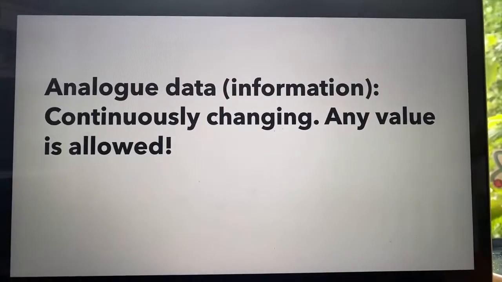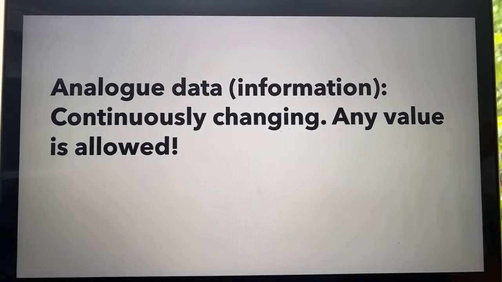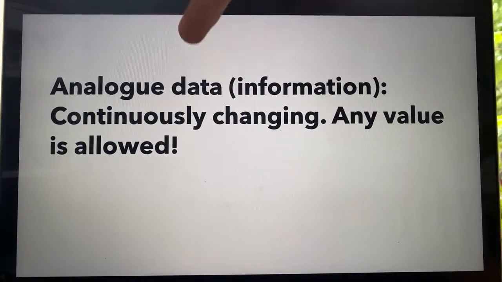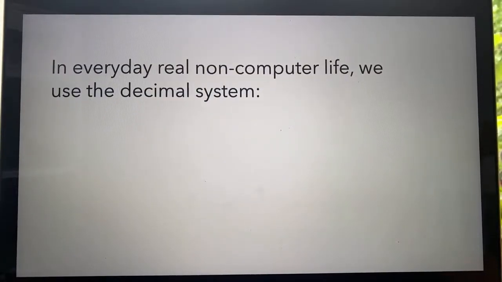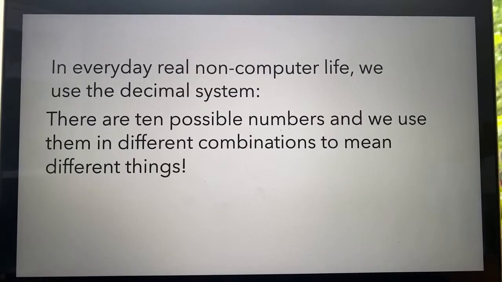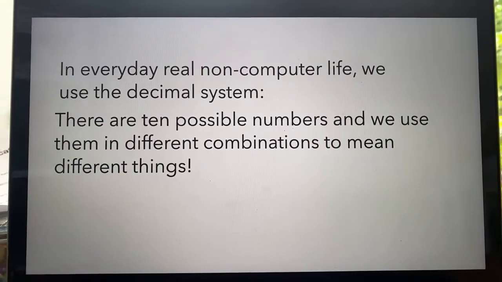So an analog signal, analog data, I've put information, but data is really the best word, is continuously changing. Any value is allowed, but computers can't process that. They've got to use digital signals. What is a digital signal? Well, in everyday, real, non-computer life, we use the decimal system. You're familiar with this. There are 10 possible numbers, and we use them in different combinations to mean different things. This is actually, if you've never thought about it, really weird.